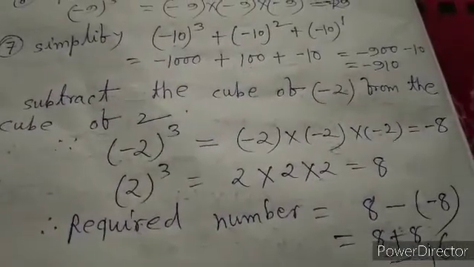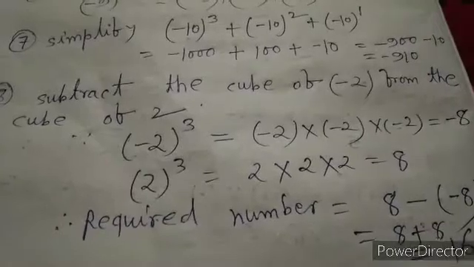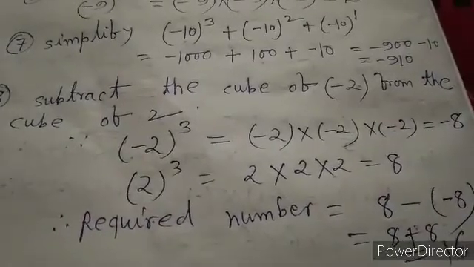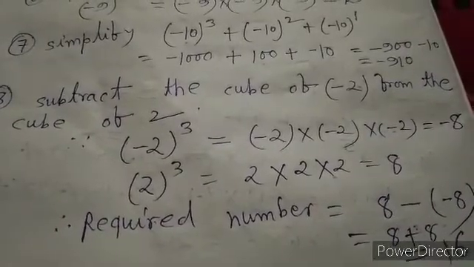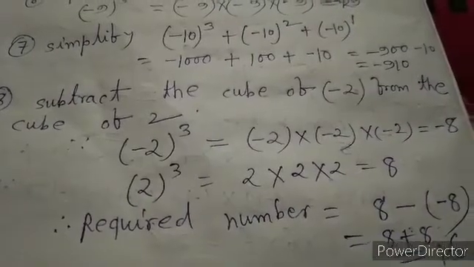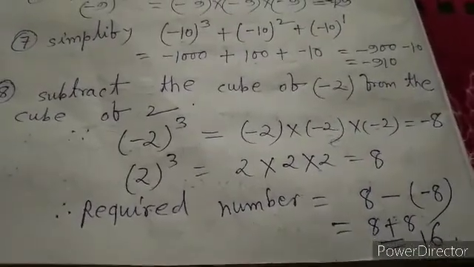Thus the required number is equal to 8 minus, in bracket, minus 8. When minus is multiplied by minus, then it is equal to plus. So it is equal to 8 plus 8, which is equal to 16.